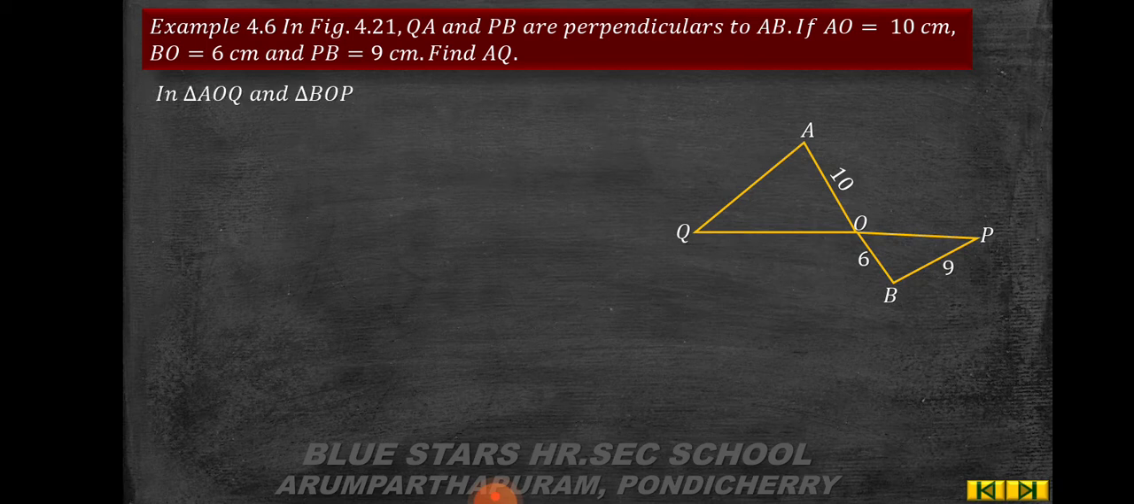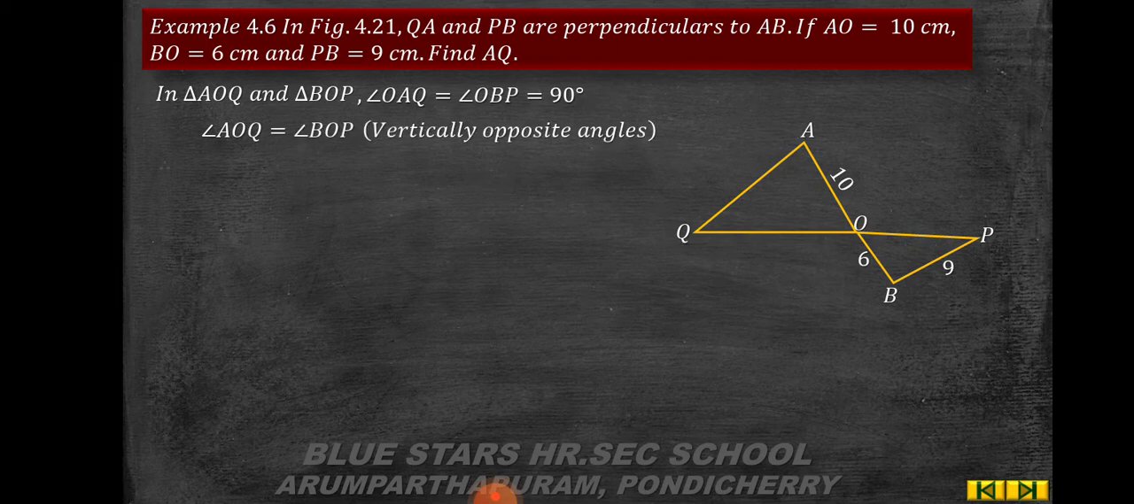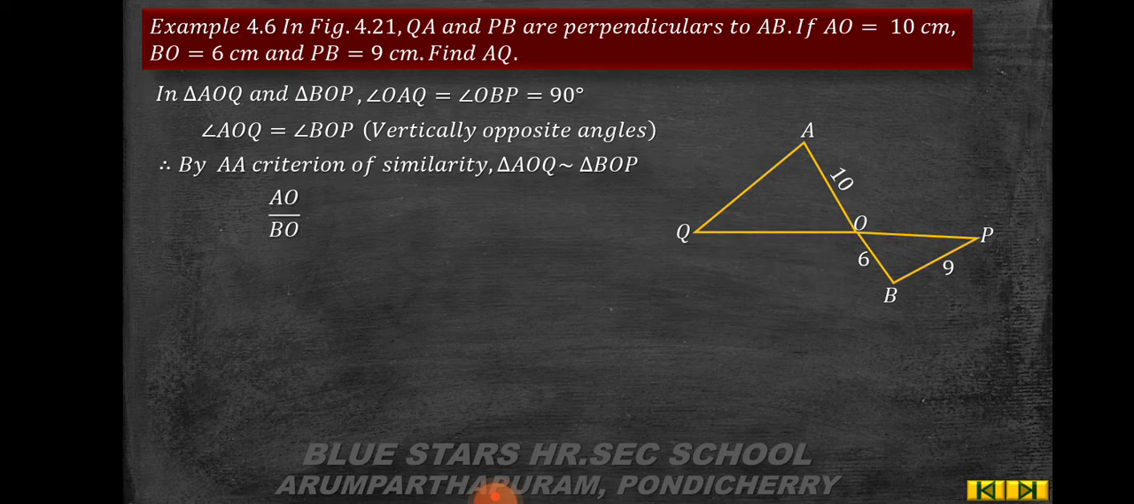So in triangle AOQ and triangle BOP, angle OAQ is equal to angle OBP, which is equal to 90 degrees. Then angle AOQ is equal to angle BOP, vertically opposite angles are equal. So by the angle criterion of similarity, triangle AOQ is similar to triangle BOP.